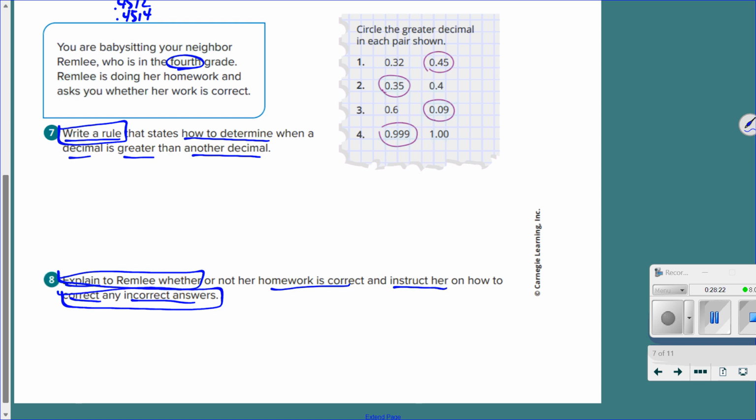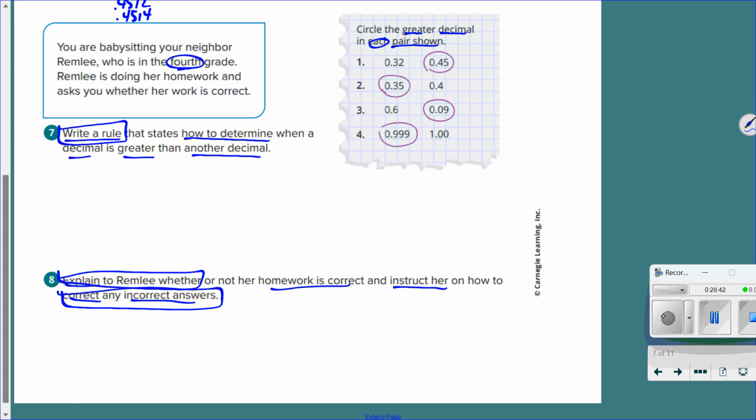So you need to look at it, circle the greater decimal in each pair. That was what her homework was. Did she do it correctly? If not, tell her why not. Write a rule on how to compare it, and then give her the answers. Okay, we'll give you guys about 5 minutes to work through this.